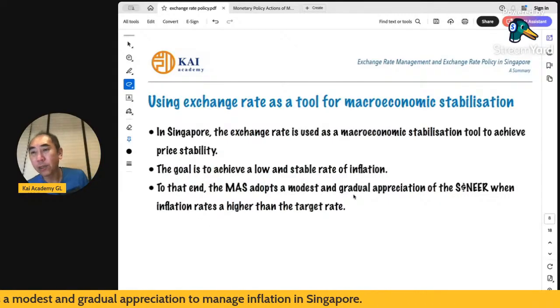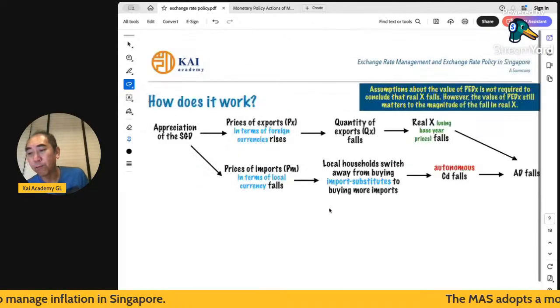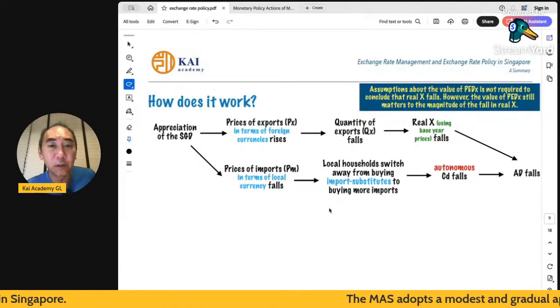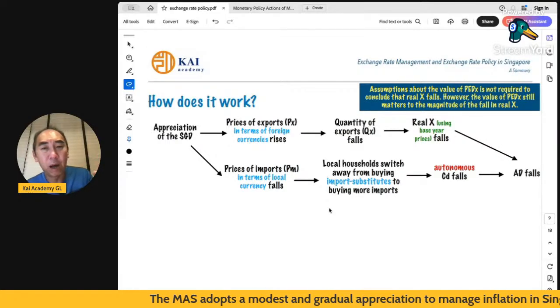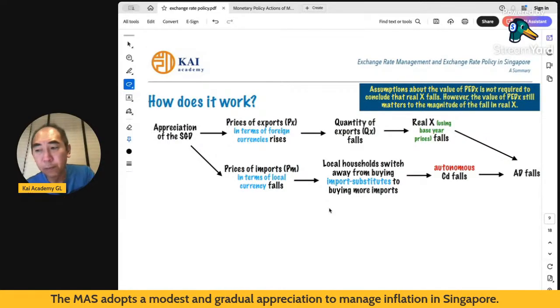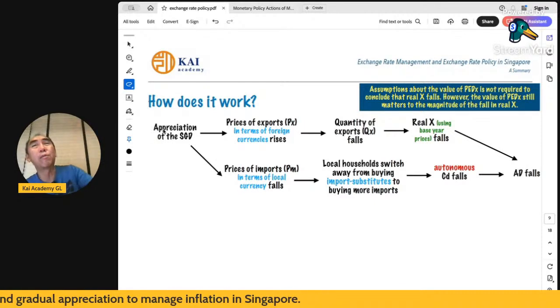Now, how does the MAS actually achieve this low rate of inflation? The way to achieve this low inflation is primarily through what we call appreciation of the Singapore dollar. So let's go through the theoretical mechanism within which this works. For example, if we were to appreciate the Sing dollar, let's assume that we have inflation.